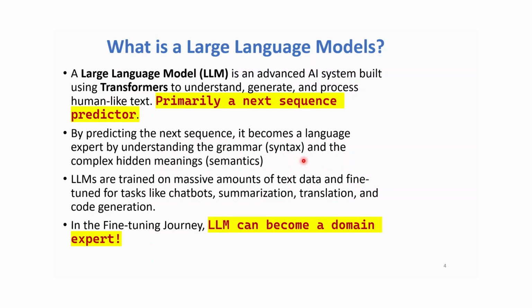When they are primarily a next sequence predictor, they can also be fine tuned for doing these types of tasks. In this fine tuning journey, as I said earlier, they can also become a domain expert. For instance, if you are building a summarization for healthcare text like discharge summaries, then it becomes a healthcare expert. If it is meant for machine translation, it becomes a localization expert. What I mean is that these tasks can be aligned to a particular domain like fintech or healthcare or educational domains, whatever it may be.